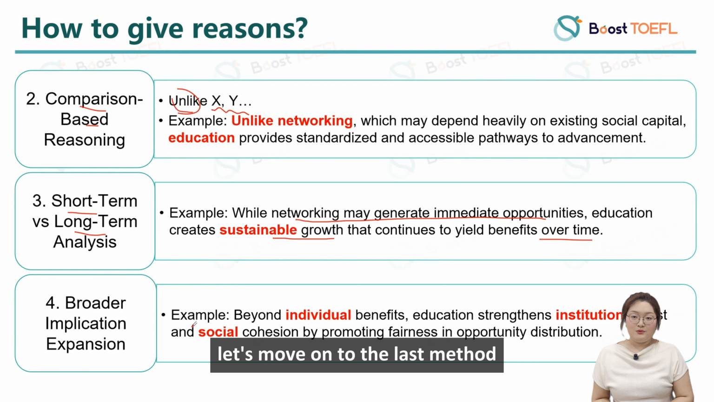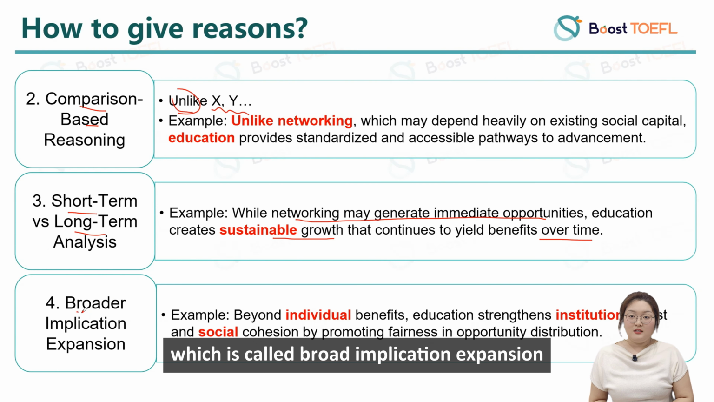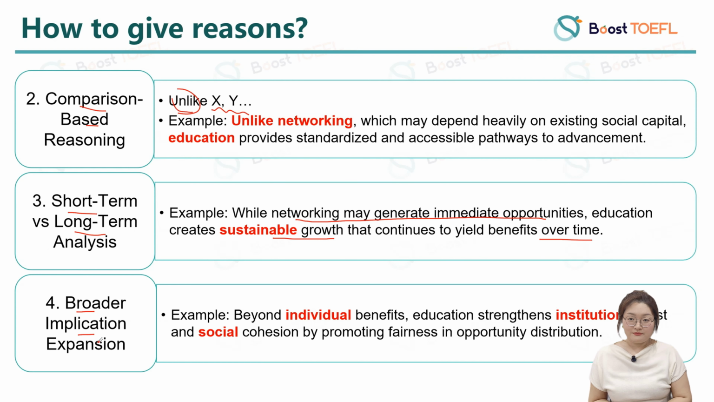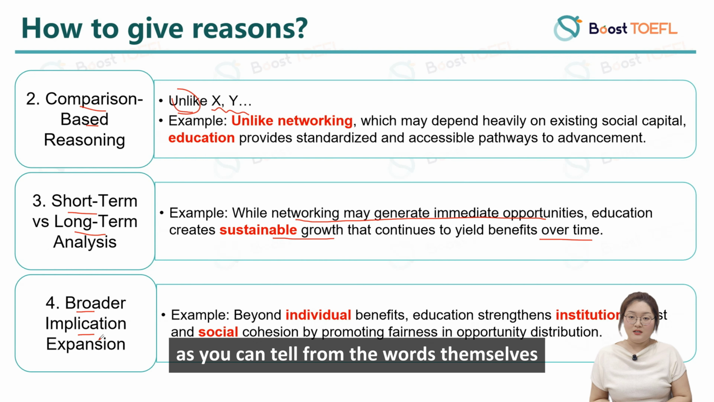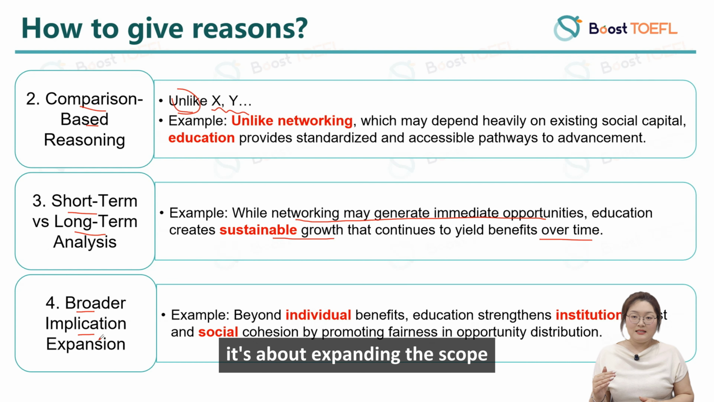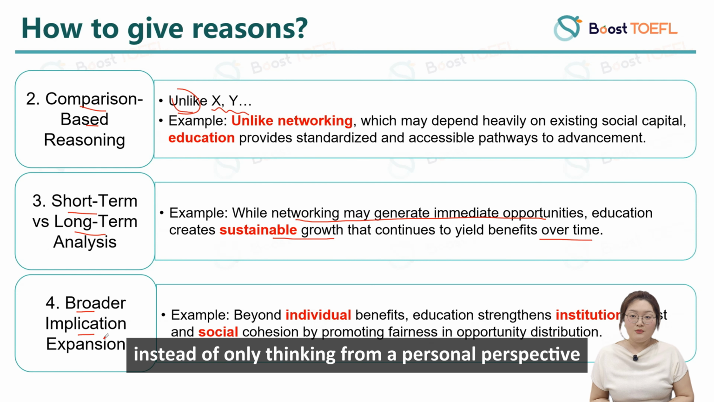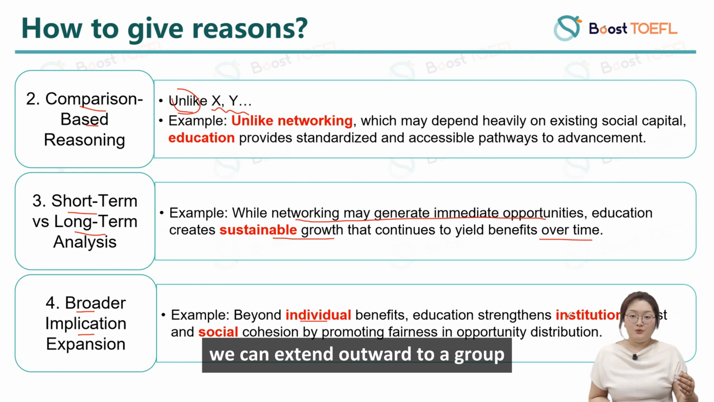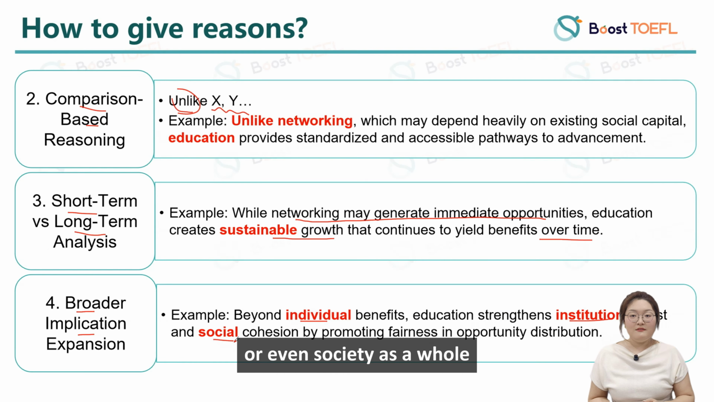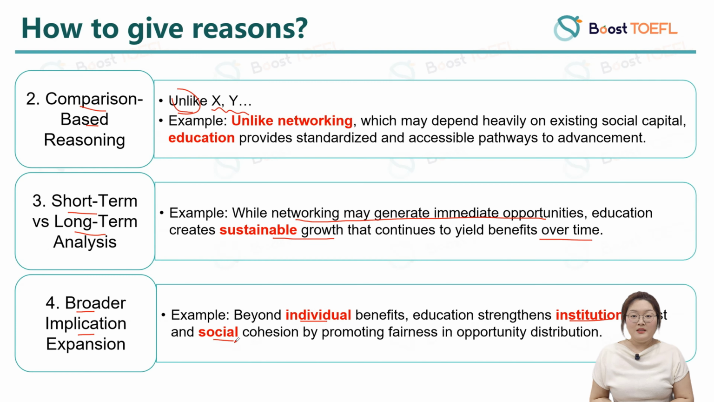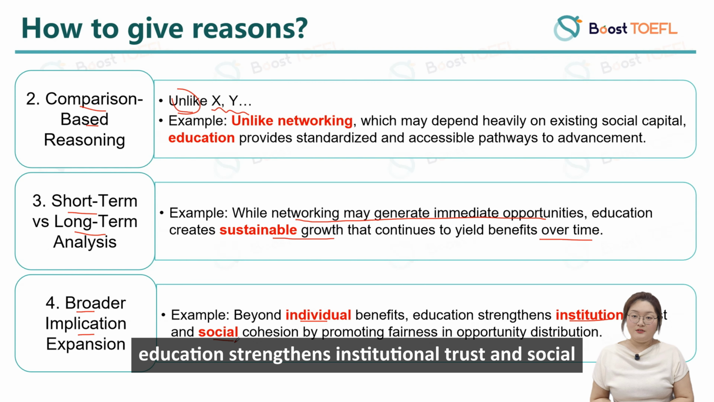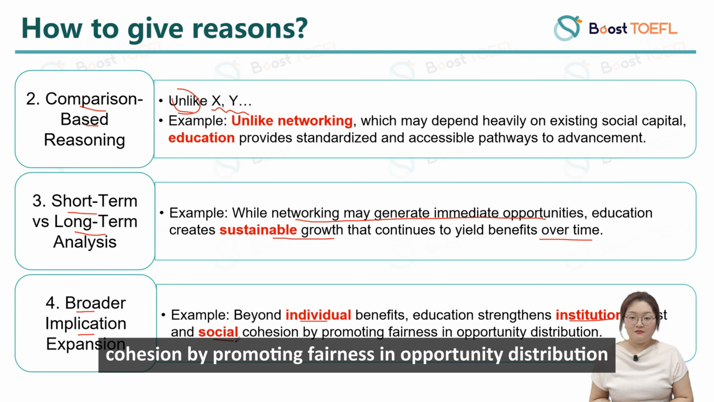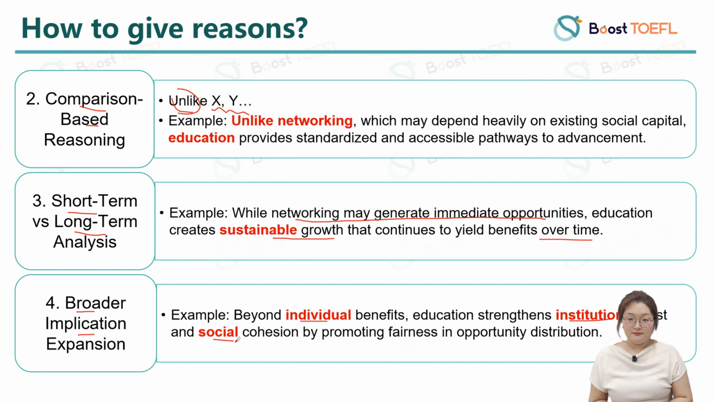Okay, let's move on to the last method, which is called broad implication expansion. As you can tell from the words themselves, it's about expanding the scope. Instead of only thinking from a personal perspective, we can extend outward to a group, a community, or even society as a whole. You can see my example here. Beyond individual benefits, education strengthens institutional trust and social cohesion by promoting fairness in opportunity distribution.